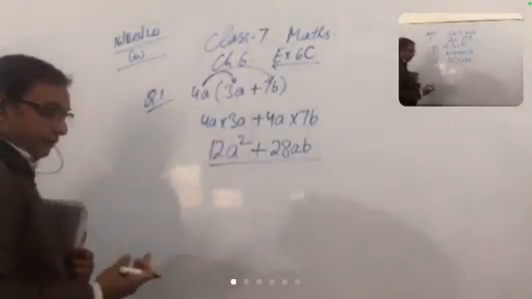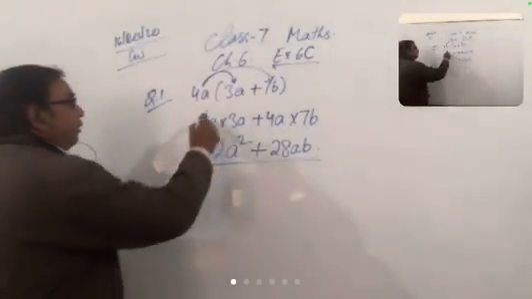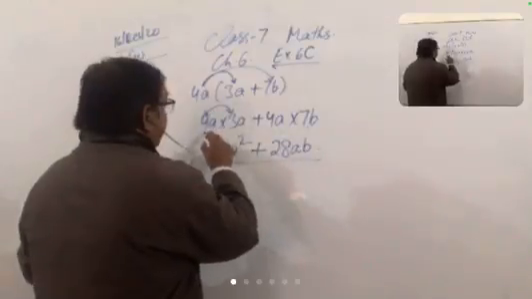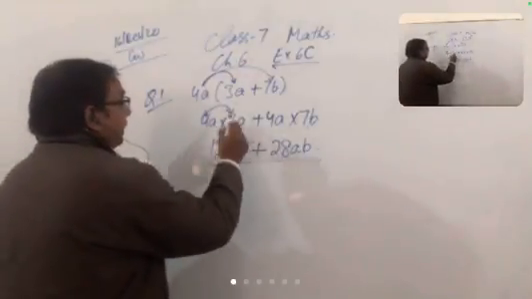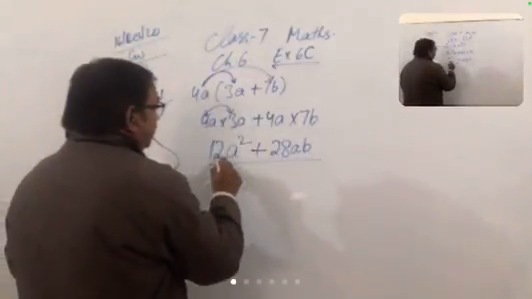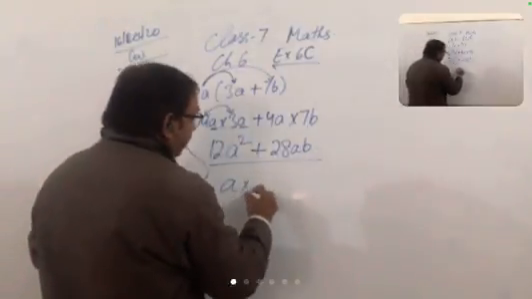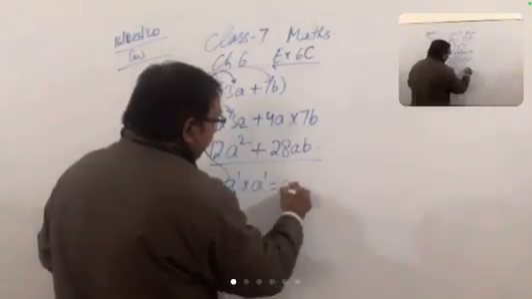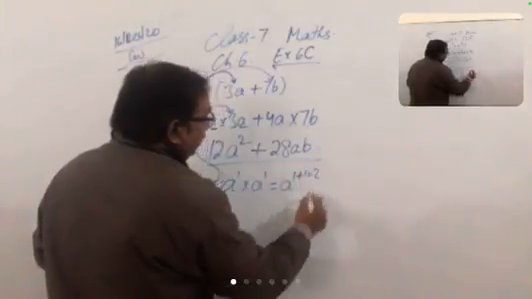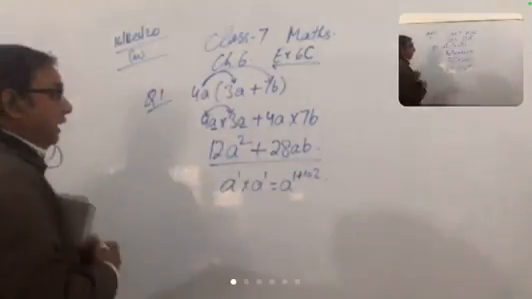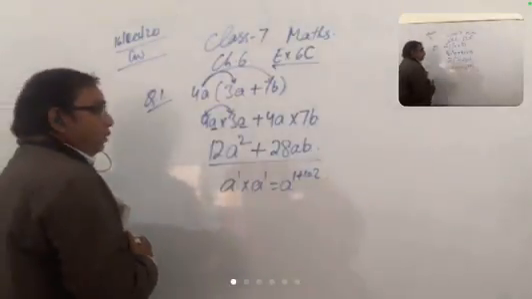Please check. If we multiply 4a into 3a, first we multiply the numbers. So 4 times 3 is 12. And when we multiply a into a, this is a to the power 1 and a to the power 1. So the power is 1 plus 1, which is equal to 2. So you can write it directly, a with the power 2.